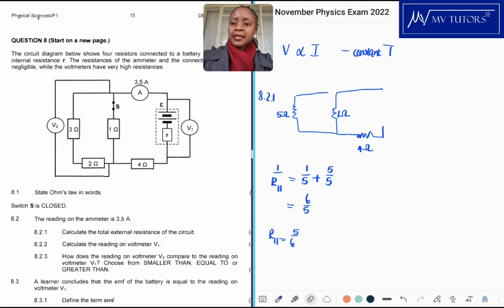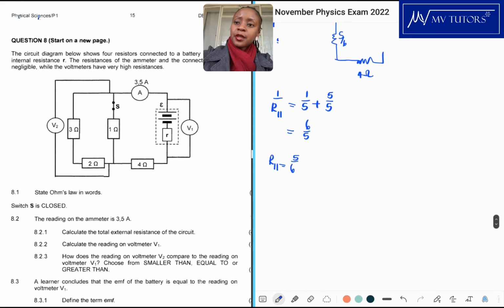We have now made it in series. So now we have 5 over 6 over here, and to get the total, it will simply be 5 over 6 plus the 4. Let me make everything all over 6. 6 times 4 is 24, so now we have 29 over 6.